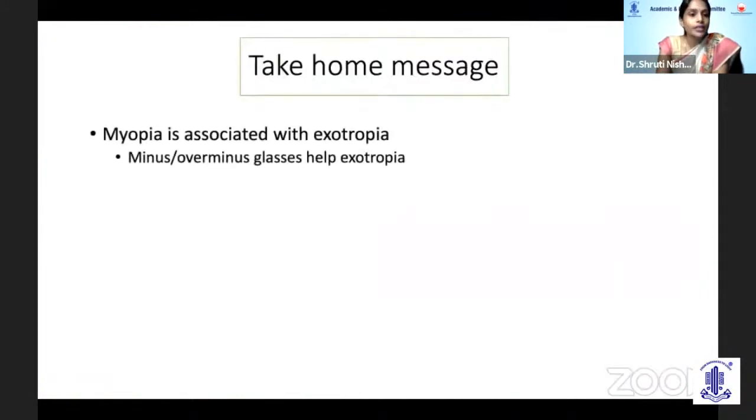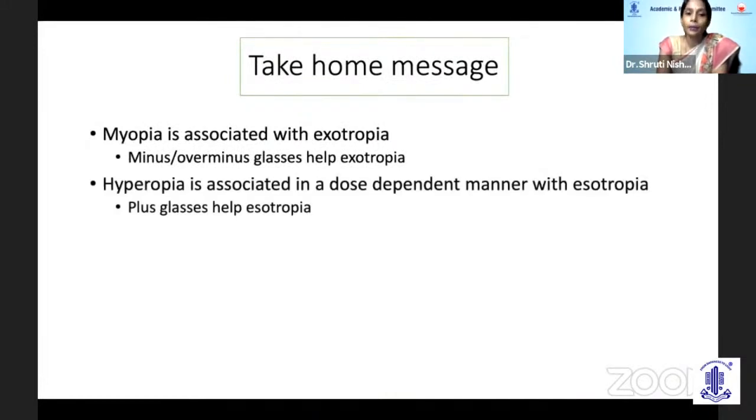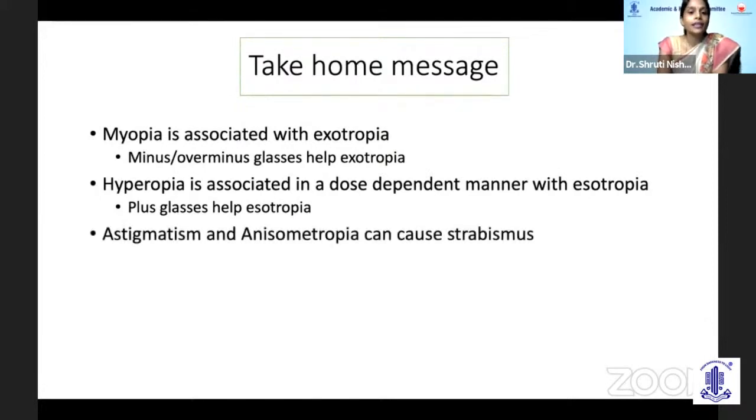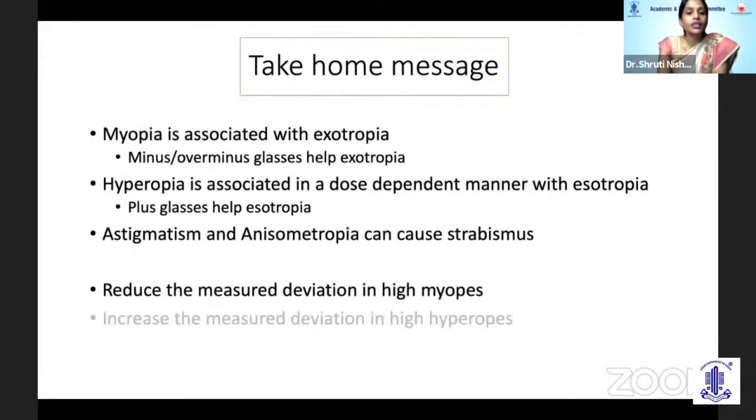So here's the take-home message. Myopia is usually associated with exotropia, where minus and over minus glasses help. Hyperopia is associated in a dose-dependent manner with ESO, and plus glasses help. Astigmatism and anisometropia both can cause strabismus. It's important to reduce the measured deviation in high myopes and increase the measured deviation in high hyperopes.